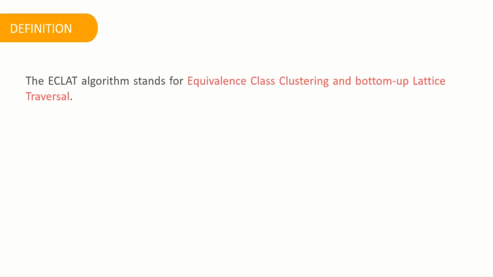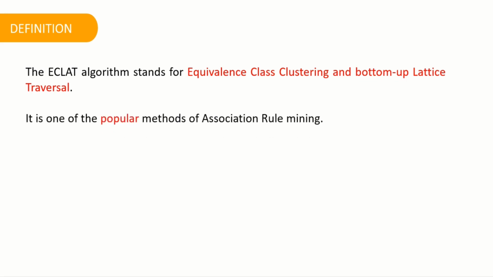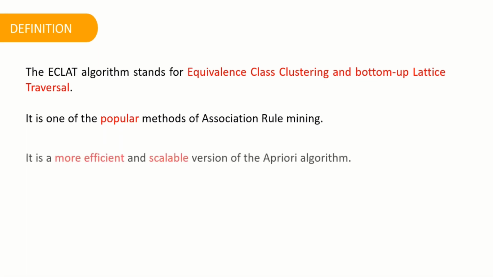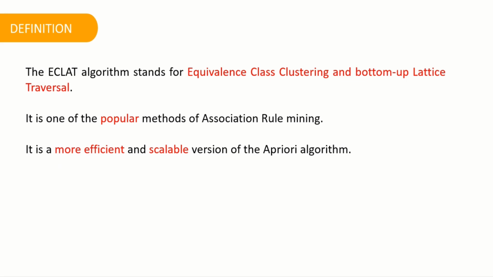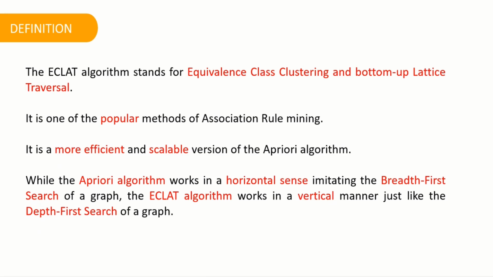Firstly, let's look at the definition of the ECLAT algorithm. First of all, the word ECLAT stands for Equivalence Class Clustering and Bottom-up Lattice Traversal. The name itself suggests the working of this algorithm. Moreover, it is one of the popular methods of association rule mining, and it is a more efficient and scalable version of the Apriori algorithm. While the Apriori algorithm works in a horizontal sense, imitating the breadth-first search of a graph, the ECLAT algorithm works in a vertical manner, just like the depth-first search of a graph.